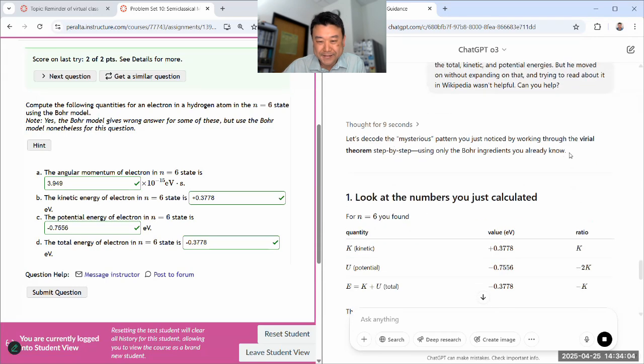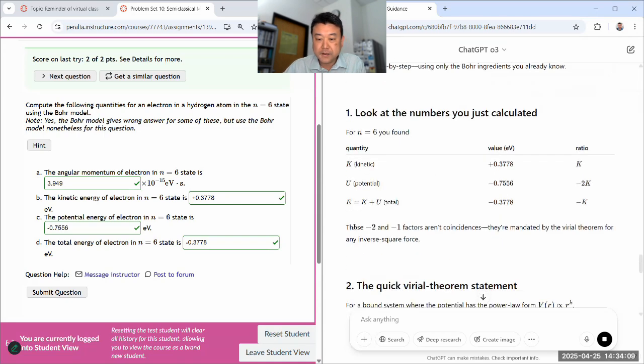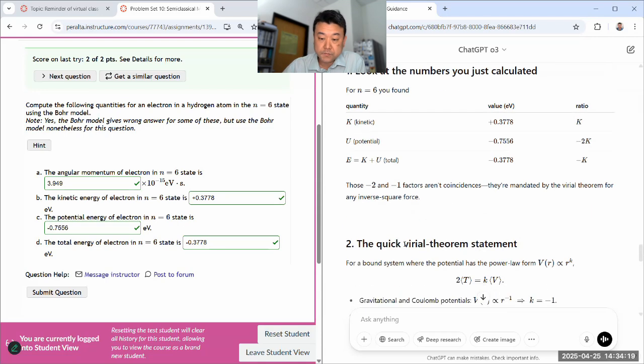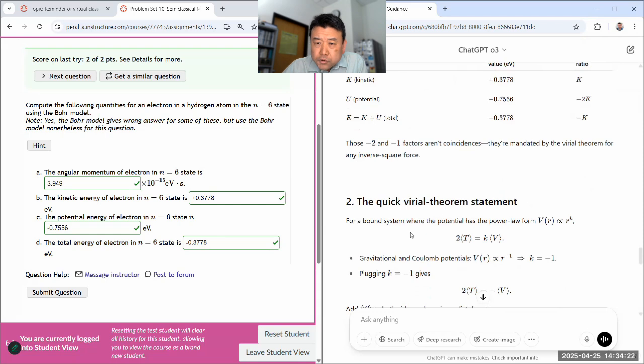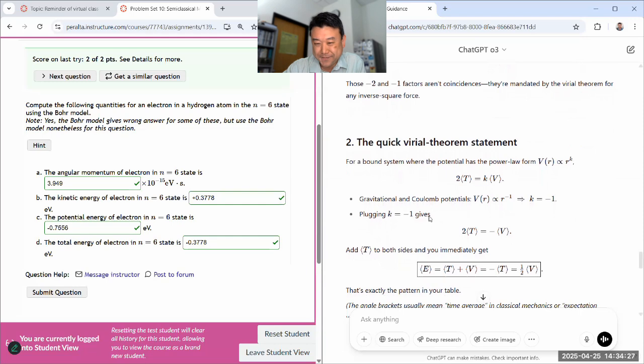So the numbers we calculated, there are these ratios here. There are coincidences. They are mandated by the virial theorem for an inverse square force, like gravity or the Coulomb force. Now, I'm not sure I can prove the virial theorem, but there's a statement that says where the potential has the power law form, it's basically covering all central force potentials.